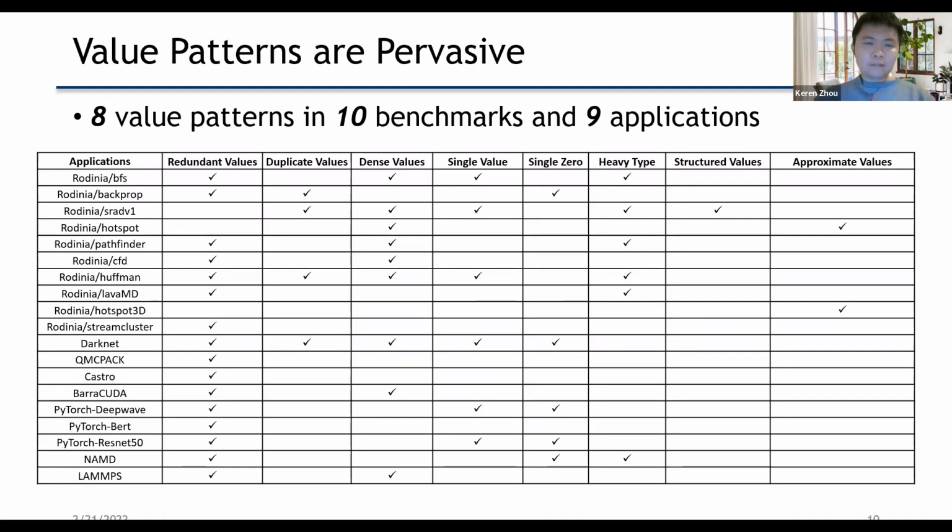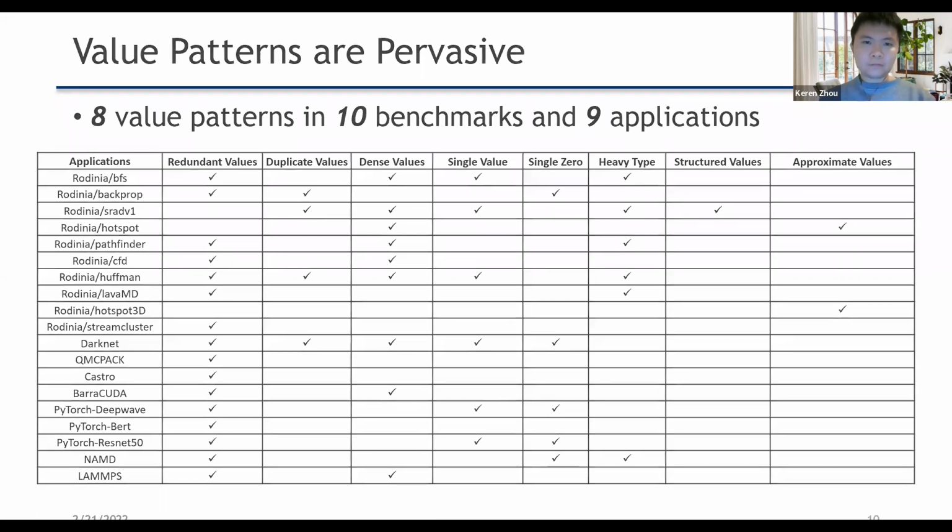By applying ValueExpert on 10 benchmarks and 9 applications, we found that the 8 value patterns we categorize can be commonly found in these applications and benchmarks, which demonstrate the fact that value patterns are pervasive and important in GPU-accelerated applications. So after analyzing value patterns, next, we are going to talk about a special profile called value flow graph, which facilitate value pattern analysis and enable optimizations.